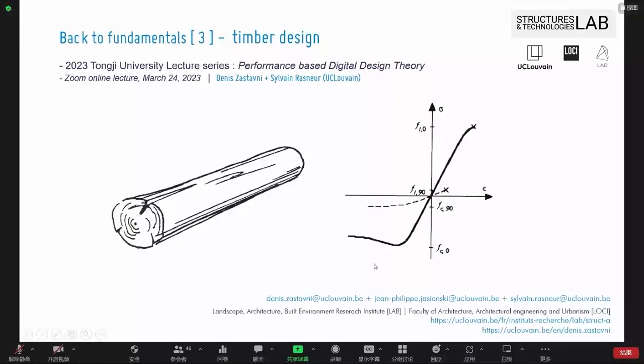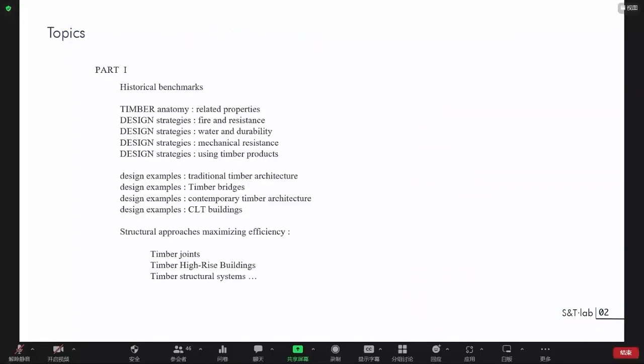As I mentioned, timber has quite an uncommon behavior, and we'll see that it has very specific characteristics compared to other kinds of structure. The topic today will first be a look at historical benchmarks, since in all countries in Europe it is very important to understand what has been done before and where we are coming from, to decide where we want to go from there.